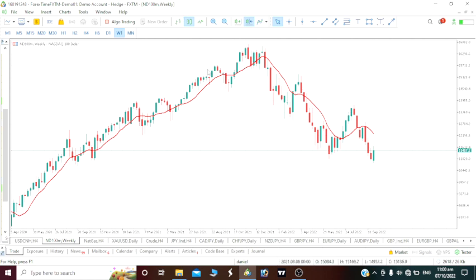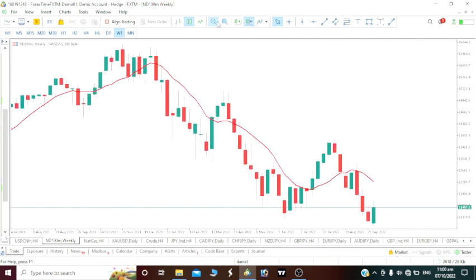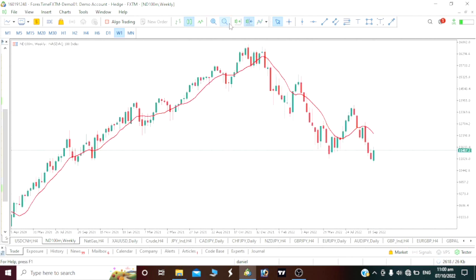So we all know the rules of trading the 10-period moving average. Once price is below it, then we have to short it. But if it is above, then we have to go long. But since it is still below the 10-period moving average, we have to short.